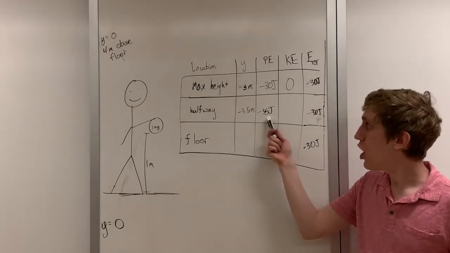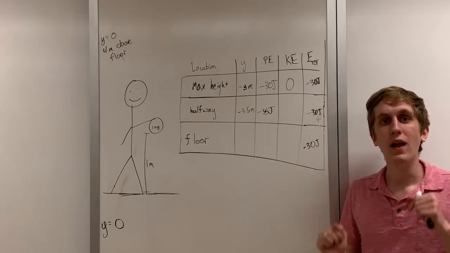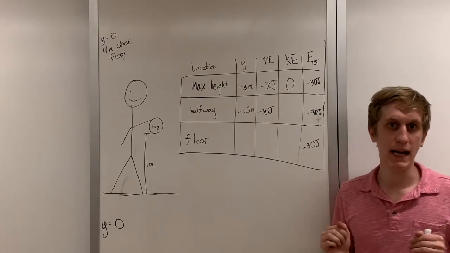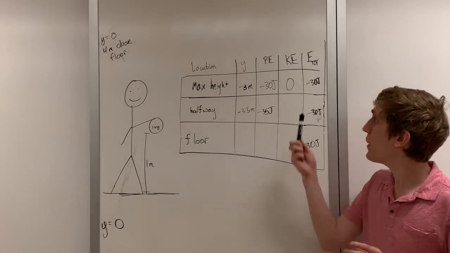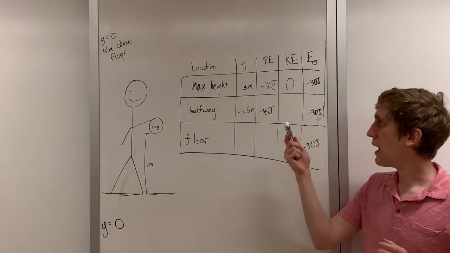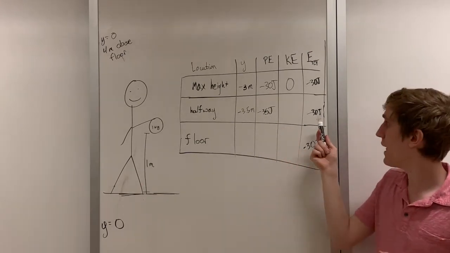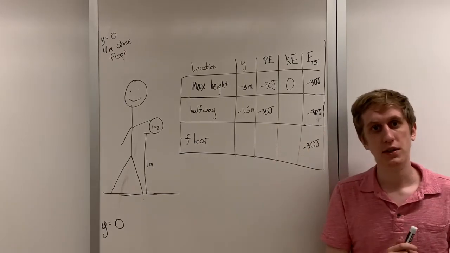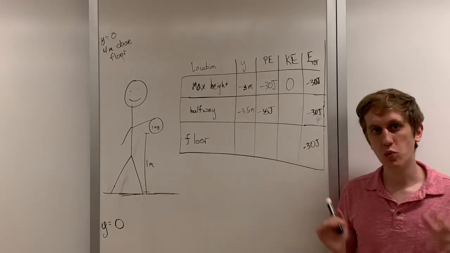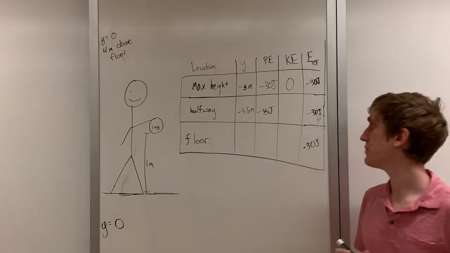However, we already know the gravitational potential energy and the total energy for when the ball is halfway between its maximum height and the floor. And so we can just plug in what the kinetic energy must be. If the gravitational potential energy is -35 joules and the total energy is -30 joules, then the kinetic energy is just whatever it needs to be to make up that difference, in this case, 5 joules.